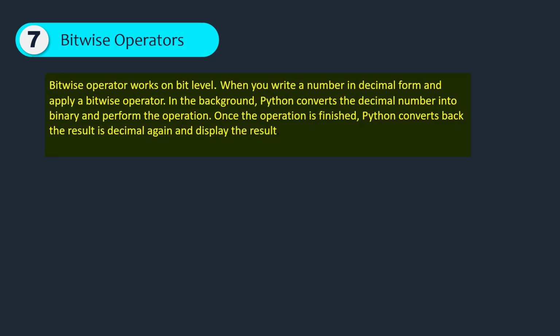When you write a number in decimal form, like say 5, and apply a bitwise operator, in the background the Python interpreter converts the decimal number into binary and performs the operation that you wanted. After the operation is finished, Python converts the result back to decimal so that it is easily understandable for a human being, and it displays a decimal result.